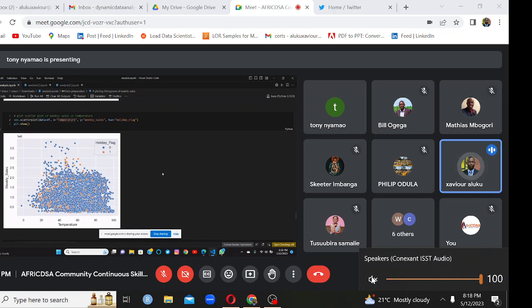Because at the end of the day, we need to communicate. Of course, this is not the end result. There's the process. We are still under the exploratory data analysis and so on. Yeah. It is still a preliminary stage.